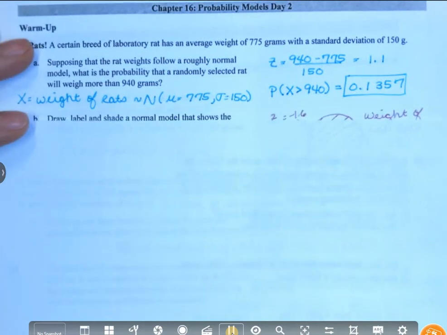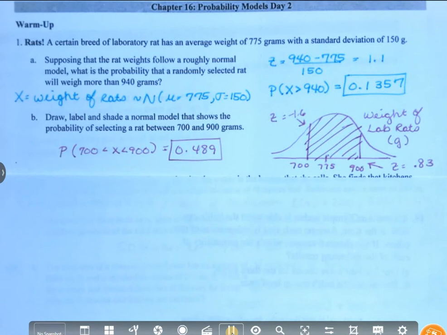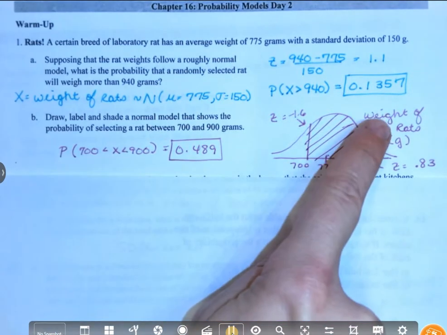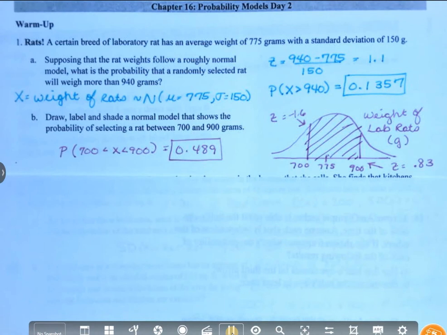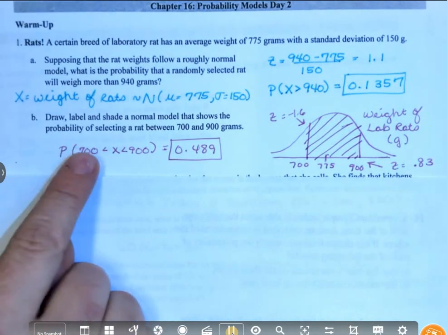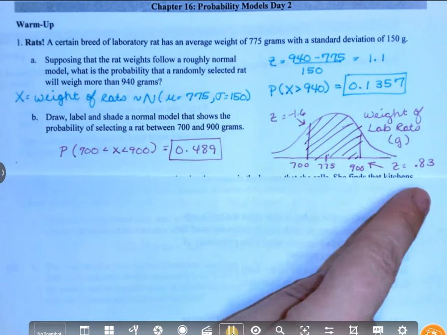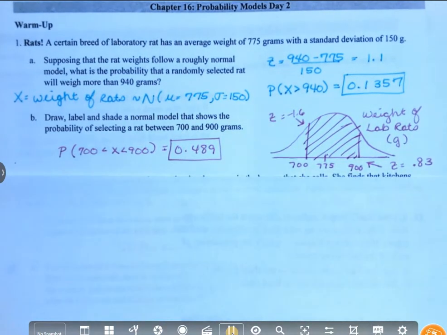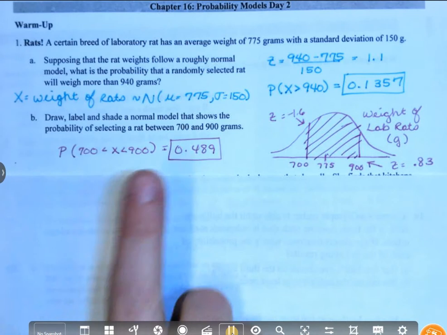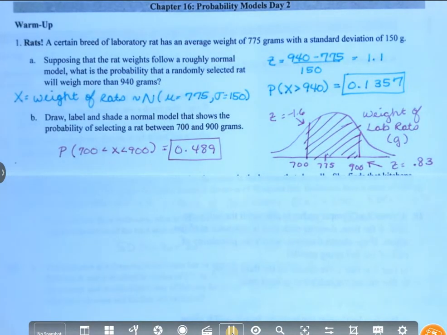When we draw, label, and shade a normal model, the label is important, especially since it says so, and so are drawing and shading, because it said that as well. It said find the probability that the weight is between 700 and 900. I just did my z-scores over here: negative 1.6 and positive 0.83. And I just got 0.489. Hopefully those are okay. We remember our normal CDF, how to do that. Calculator speak is not appropriate.